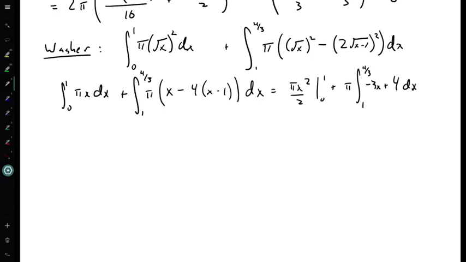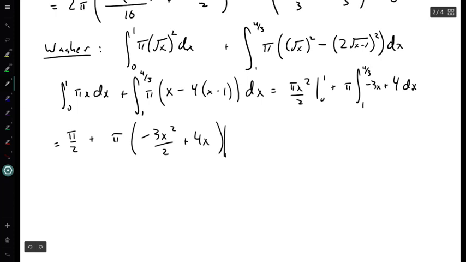So on this first term, this pi x squared over 2, evaluated from 0 to 1, I first evaluate at 1 to give me pi over 2. I then evaluate at 0, and that gives me 0. Great. So plus pi. Now the antiderivative in the second term is going to be minus 3x squared over 2 plus 4x, and we're now evaluating from 1 to 4/3.